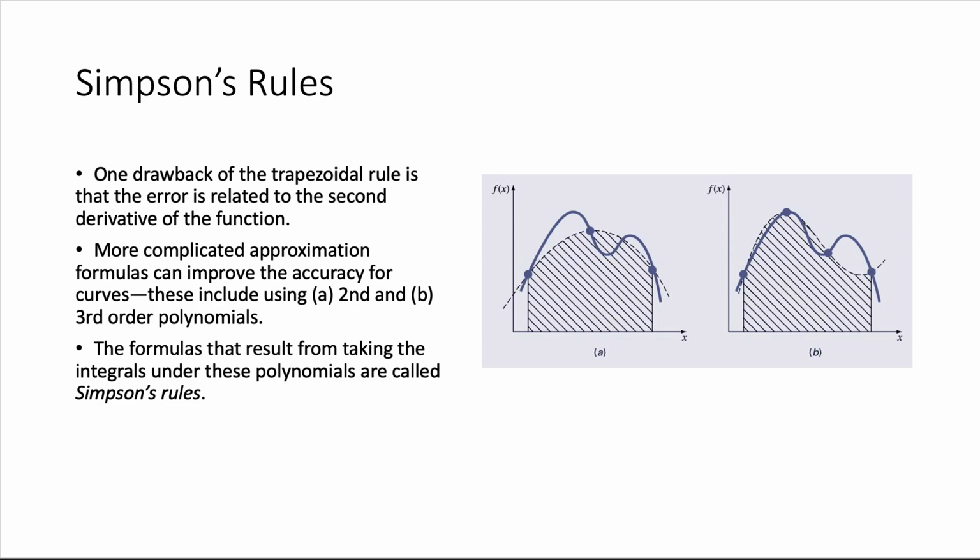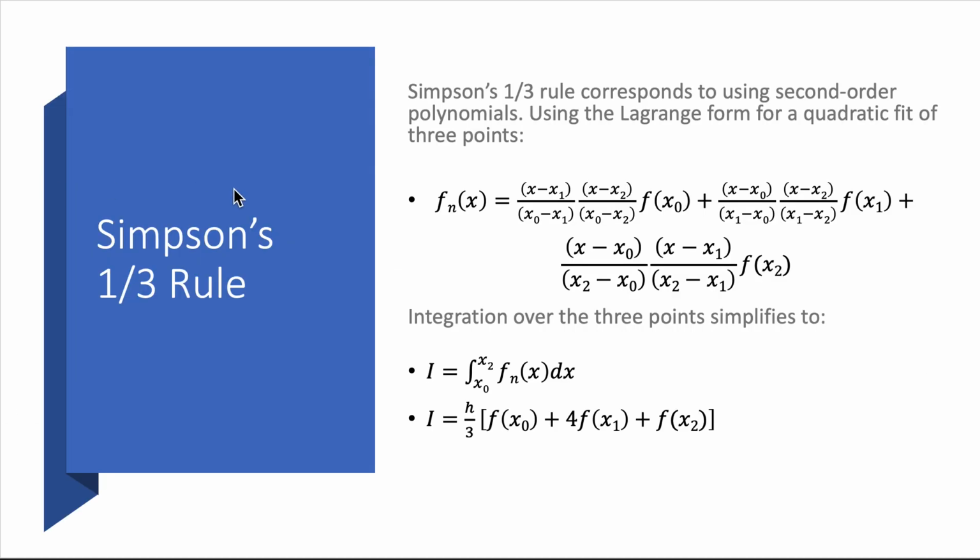And so that means that the more complicated formulas are, we can essentially try to improve the accuracy of the curves by using second order and third order polynomials, and the results from these formulas are so-called Simpson rules. So let's look at what some of these might be, right? So here is the first famous Simpson 1/3 rule.